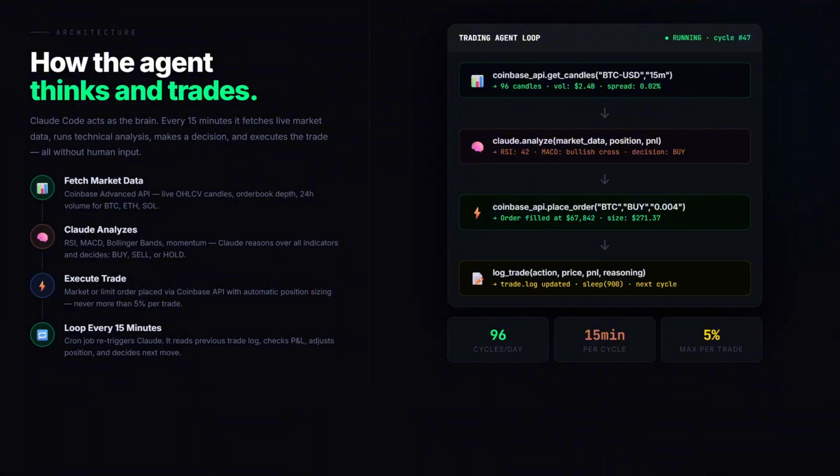Third, if the decision is buy or sell, the executor places the order on Coinbase with automatic position sizing and a stop loss attached. Fourth, the trade gets logged with the timestamp, price, size, and Claude's reasoning. Then the agent sleeps for 15 minutes and does it all over again. 96 cycles per day, 0 human decisions.